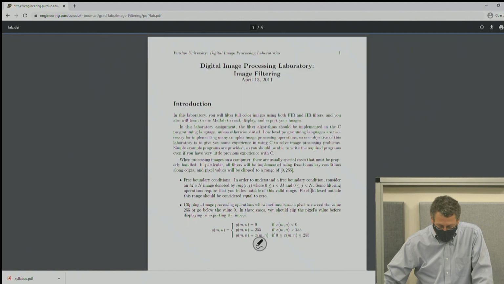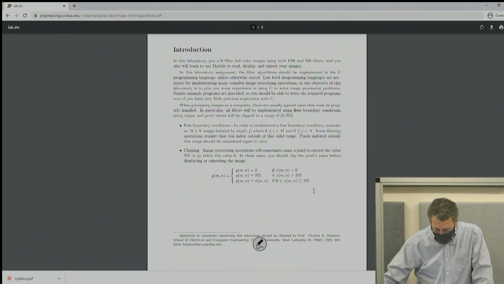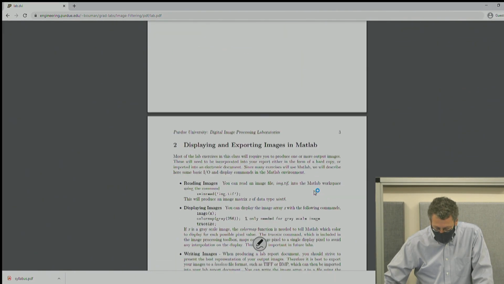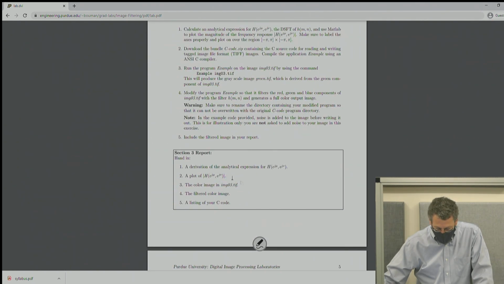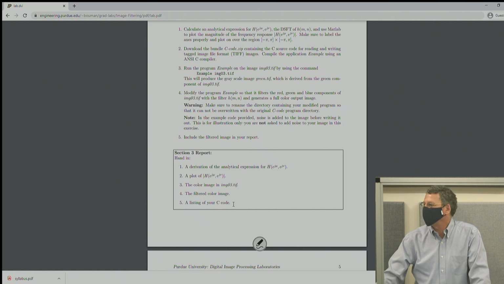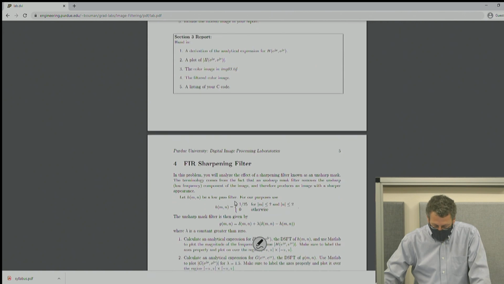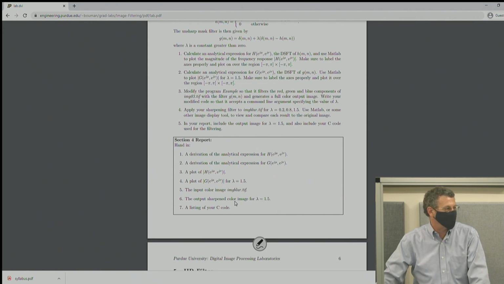This is a laboratory procedure. It's in LaTeX, and basically it says what you have to actually do for the lab. You create a document, like a PDF, and you do the derivation of this equation, you plot that function, you print out this color image. When I say print out, I mean to a PDF, and then you list your C code. Every place there's a box is something you have to do.